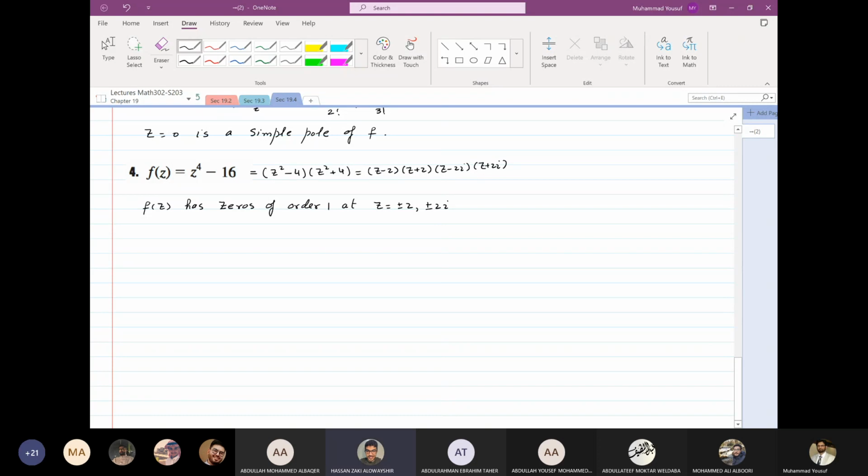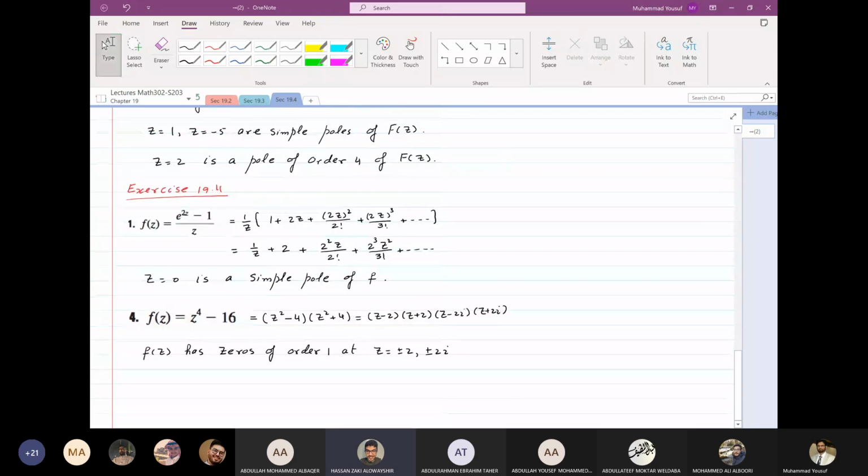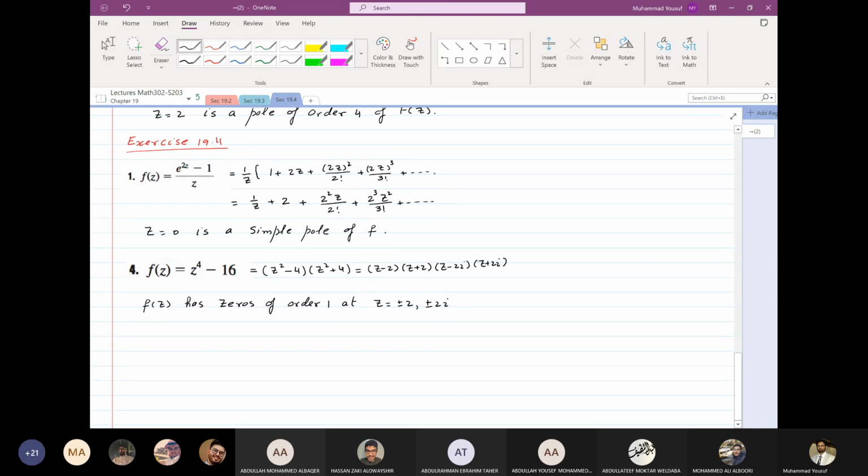Dexter, can you go back to question 1? Why we don't subtract 1 from the e to the power z? Because it has power 0. So it will be 1, but in the function there is minus 1, so... Oh, you are absolutely right. I missed this part. Thank you. We have minus 1 also.